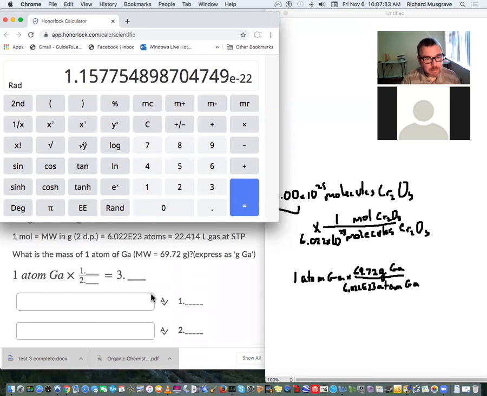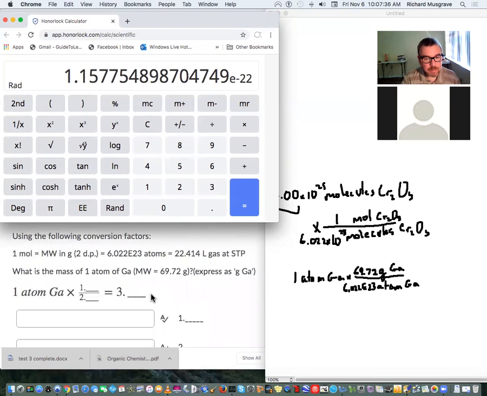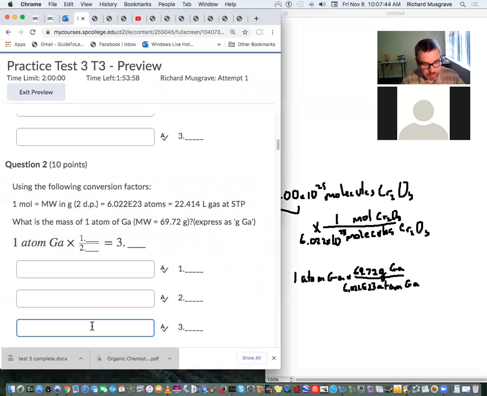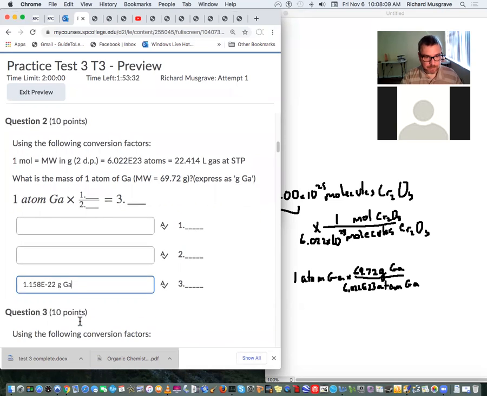How exactly are we gonna type in the E22 onto the blank? Like just normally? Yeah. Okay. Yeah. So let me go ahead and type that in. You type in 1.158, that's what I said, and then E, and then negative 22, and then Ga. Okay. Thank you. Yeah, you can't really type it in as an exponent or anything. And if you type it in exactly the way I've got it here, then you'll get full credit for the answer. All right. Yeah, that's good.